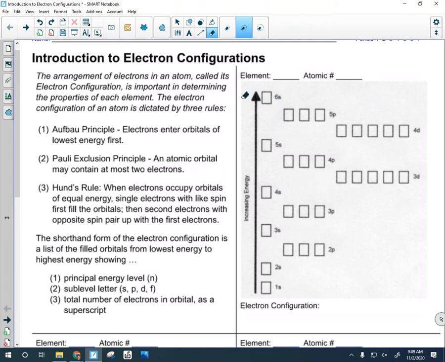All right. So let's talk about how we represent this in a diagram following our rules. I'm going to make my screen a little bit bigger here.